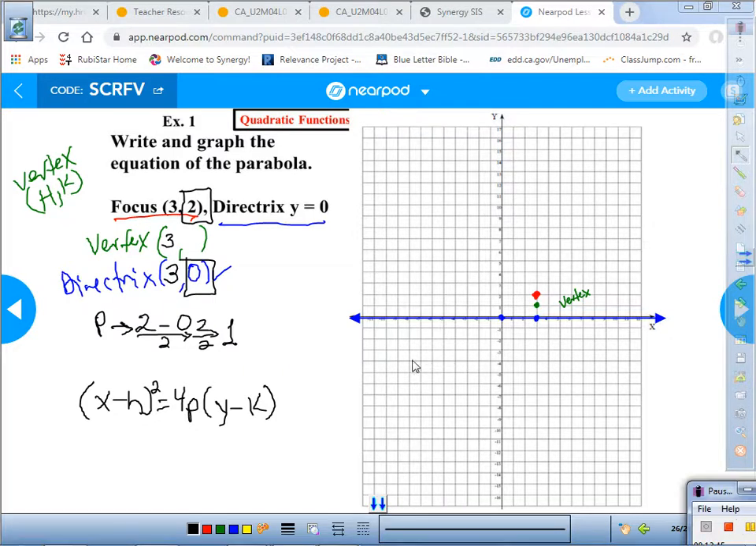All right. So now we have most of them. What's the only thing that's missing? The k of the vertex. Let me show you how to find that. Writing utensils down, look up, please.